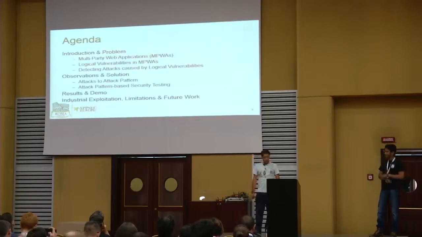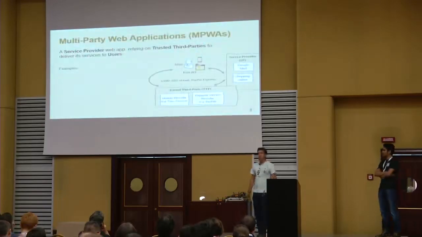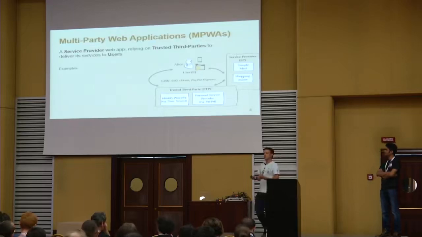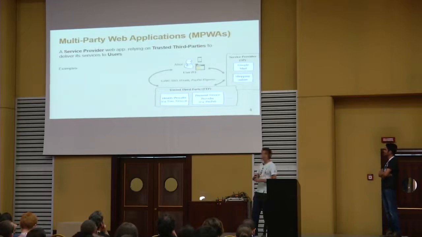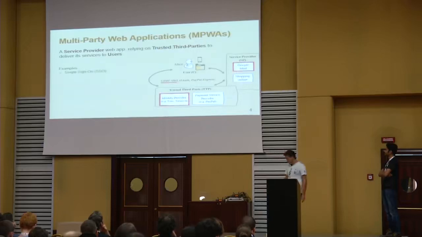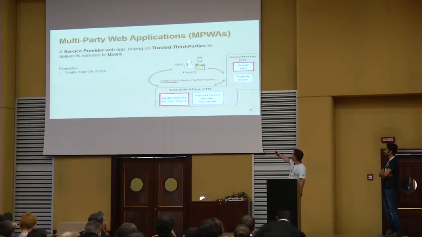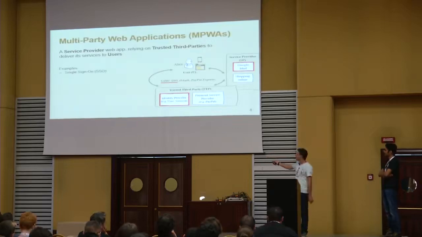Okay, so what are multi-party web applications? Well, in its general definition, it is a service provider web application that provides a service to the user, but in doing that, relies on a trusted third party. Here you have a few examples, single sign-on, for instance, where you have a user that wants to consume a service. Here it is Gmail. And in order to be authenticated, the user will be redirected to an identity provider. In this case, it's the University of Genoa identity provider. And if everything goes fine, the user will finally get access to his email.